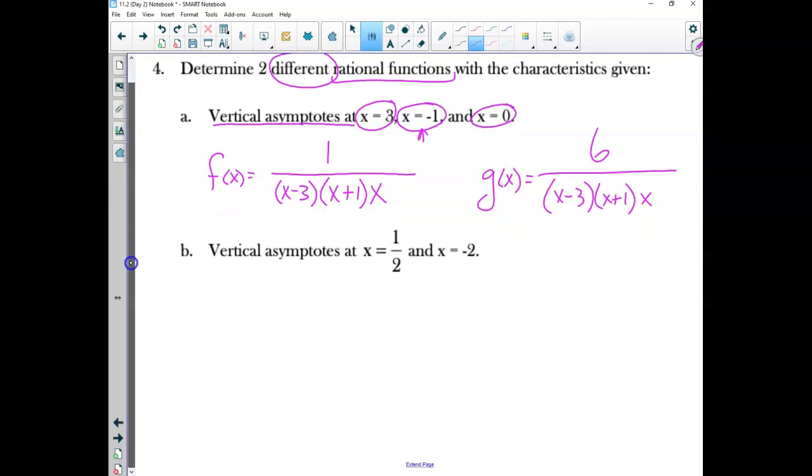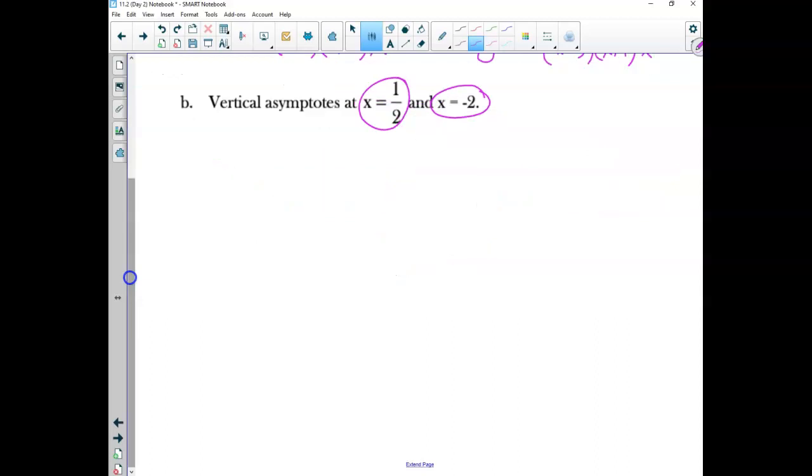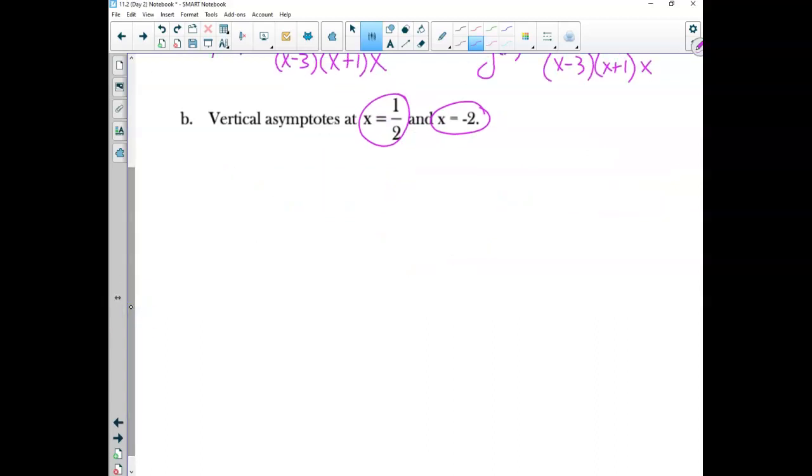And then part B, vertical asymptotes, I got 1 here, I got 1 here. This one gets a little tricky, though, okay? Remember what this x equals 1/2 looks like. So I'm going to have an f of x here, and it's going to be a fraction because it's a rational function. I'm going to deal with the easy one first. Well, that factor is going to come from x plus 2. But how the heck do I get it to be a half, all right? So I'm going to say x equals 1/2.